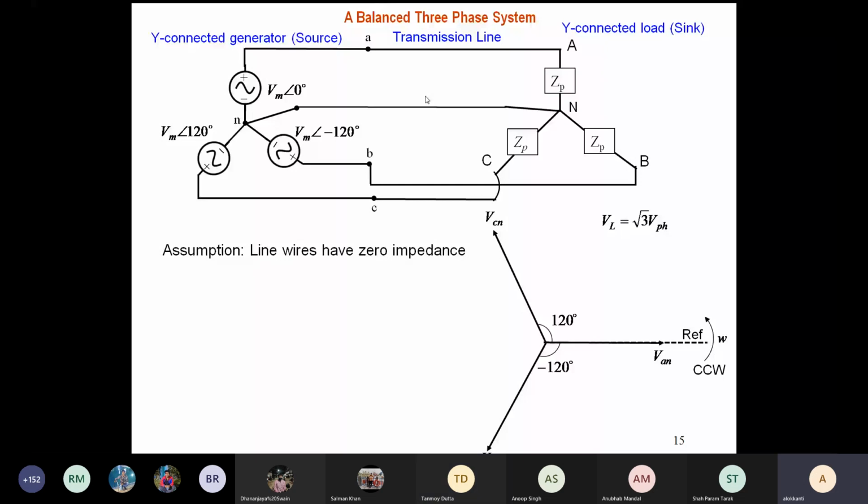Now another assumption: this line wire has zero impedance. As I told you, your generator may be at Bokaro and you are consuming at Kharagpur. The distance may be, say, 300 kilometers. I don't know the exact distance, but suppose from Kolkata to Kharagpur, the distance is 150 kilometers. Or say Kulaghat to Kharagpur, the distance is 60-70 kilometers.